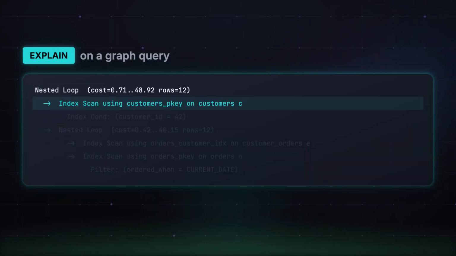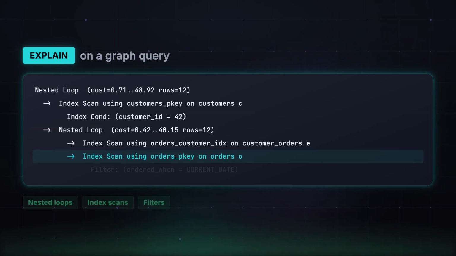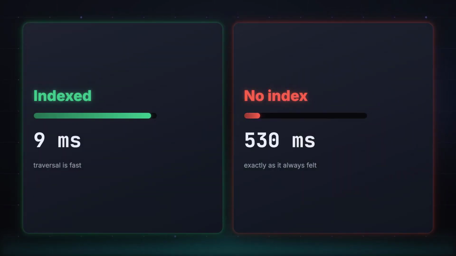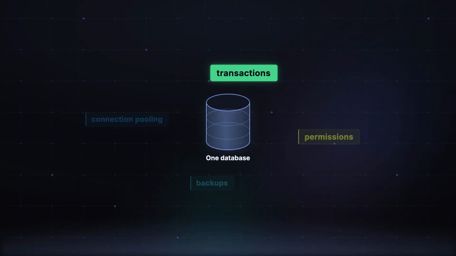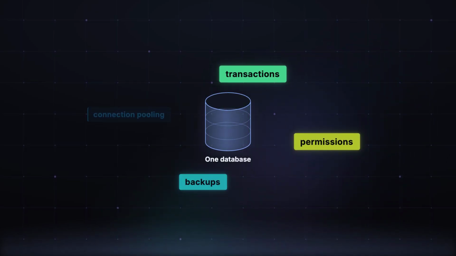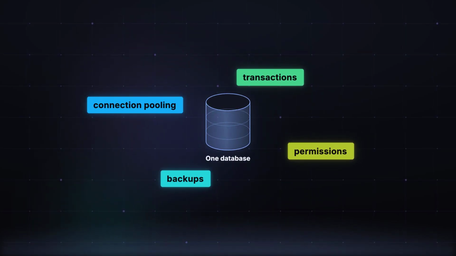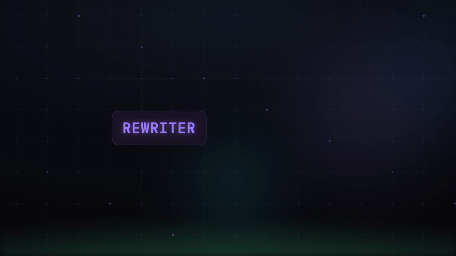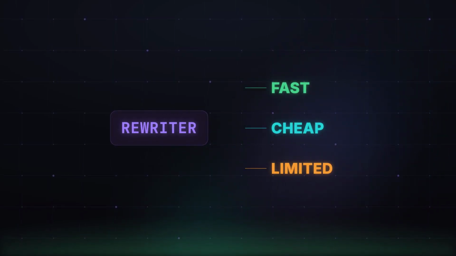Run EXPLAIN over a graph query, and you get what you would expect. Nested loops, index scans, filters, nothing exotic. So performance is not a mystery box. If the join is fast, the traversal is fast. Forget an index and you feel it as usual. And because it is just joins, everything else still applies. Transactions, permissions, backups, connection pooling. The graph is not a special case anywhere in your stack. One database to run. That one design decision is why this is fast, why it is cheap, and why the next part is a real limit.